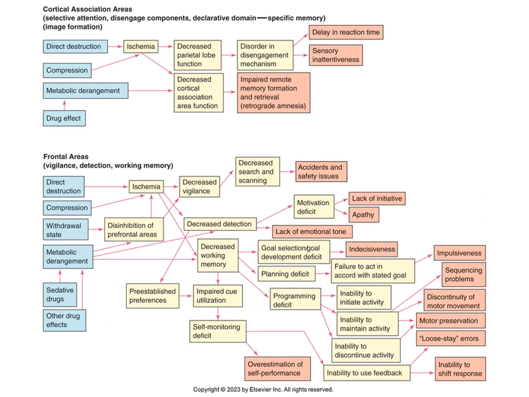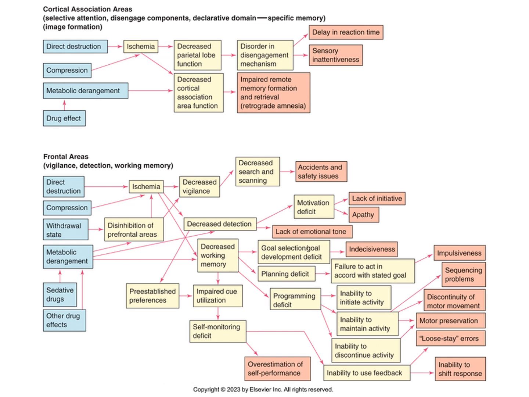Now we explore how damage to cortical association areas and frontal brain regions disrupts thinking, memory, attention, and behavior. These impairments aren't just academic concepts, they're clinical realities seen every day in patients recovering from stroke, living with dementia, suffering brain trauma, or undergoing substance withdrawal.